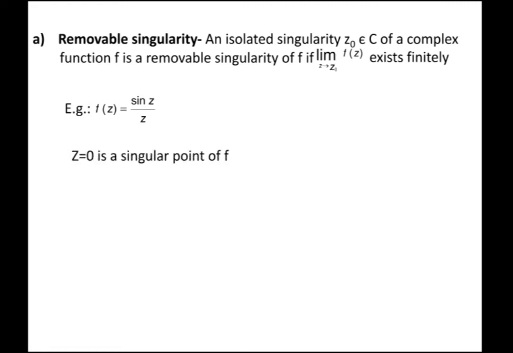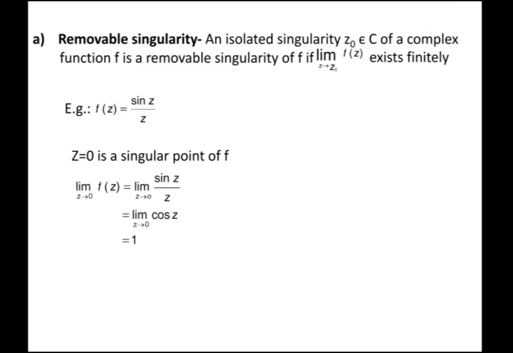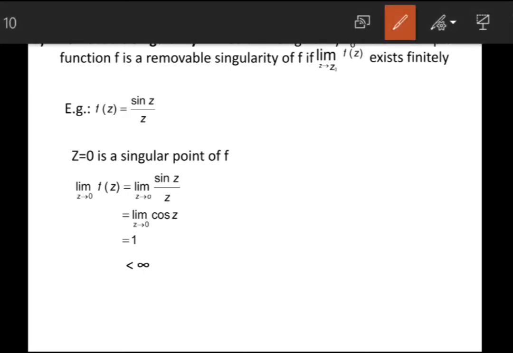Clearly z equal to 0 is a singular point of f, since here the function f of z equal to sin z by z is not analytic at the point z equal to 0. So clearly we can say that z equal to 0 is a singular point of the given function. Now the limit as z tends to 0 of f of z equal to the limit as z tends to 0 of sin z by z. This is actually in the 0 by 0 form.